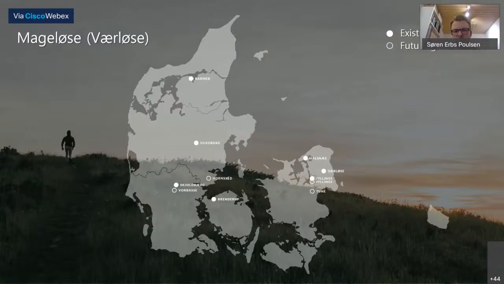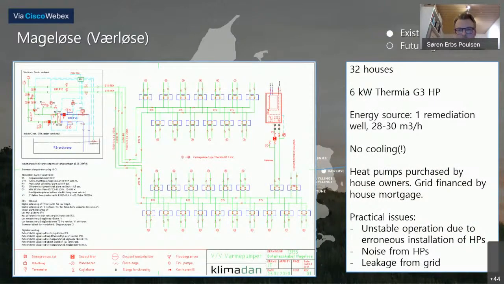Okay, so now we move on to the last example here in Værløse, also on Zealand. This system is a little bit different because it uses a different source. Up until now, BHEs for all of them, but here the grid uses a single remediation well. A remediation well is keeping a groundwater contamination in place. It's running 24/7, and it has a yield in this particular case of 28 to 30 cubic meters per hour. So the idea was, well, we might as well take the energy out of this water that's being pumped anyway.